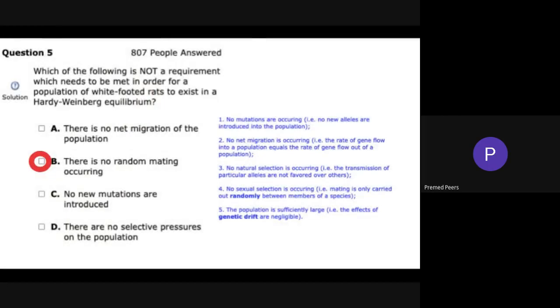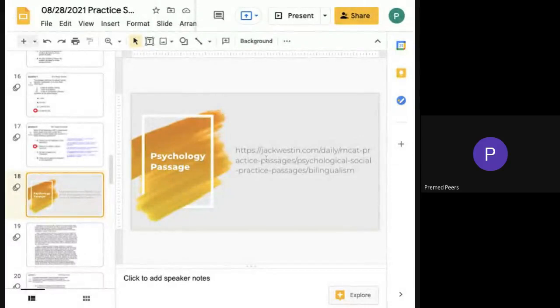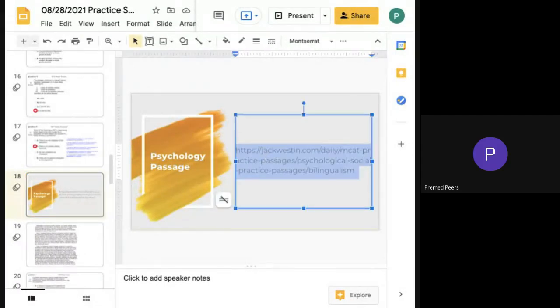All right, any questions on that passage before we move on to the next one? Okay, so for this one, I'm going to do the same thing, have you guys read it on your own, and then we can come back and talk about it, because I feel like that worked better. Again, when you're done reading, put it in the chat.